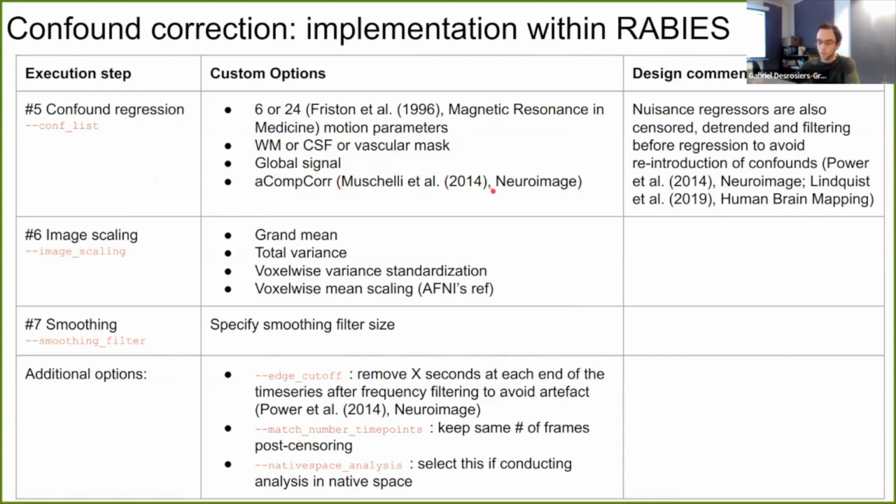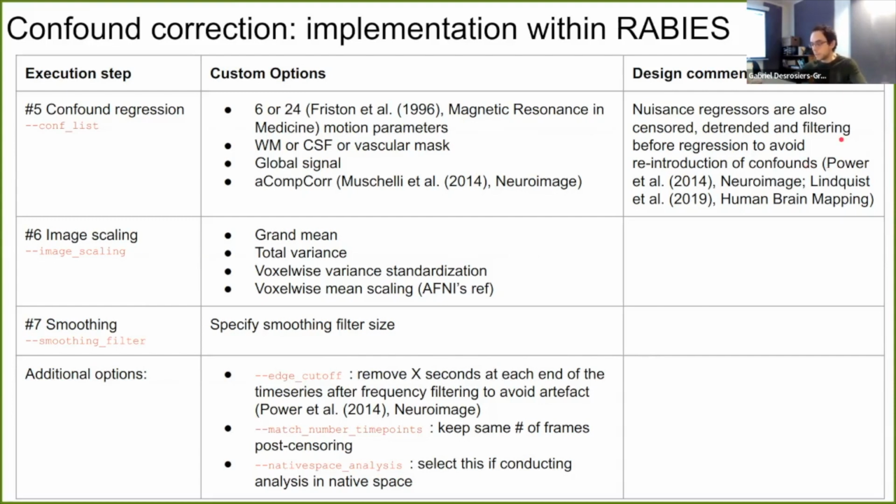You can consult it in that reference if you're interested. But the reason why this step comes after frequency filtering is because it's been described in that paper by Lindquist that you need to actually apply filtering to your regressors before applying confound regression, or otherwise you might reintroduce confounds that were regressed by the filters.